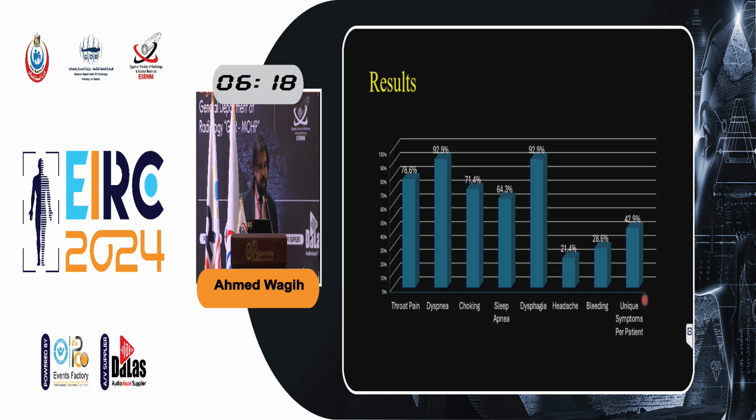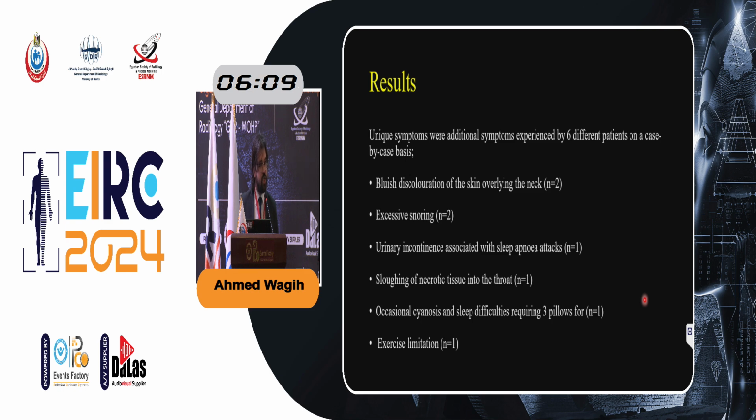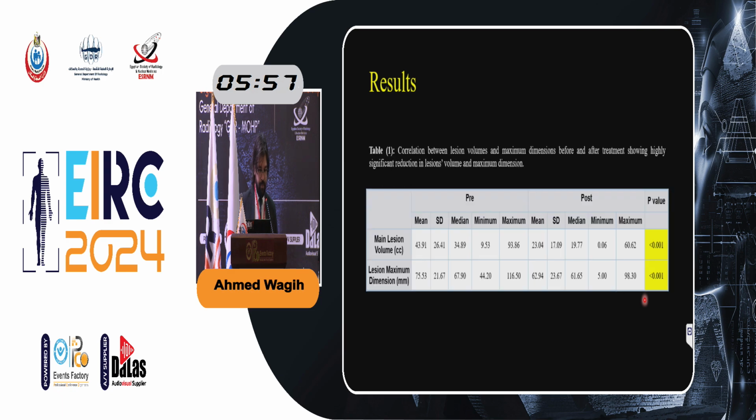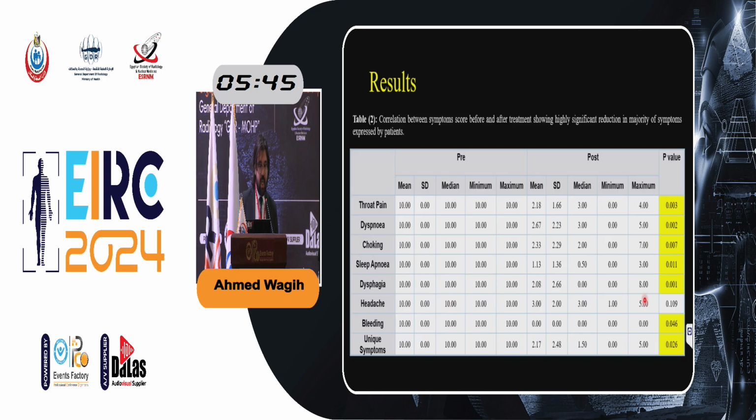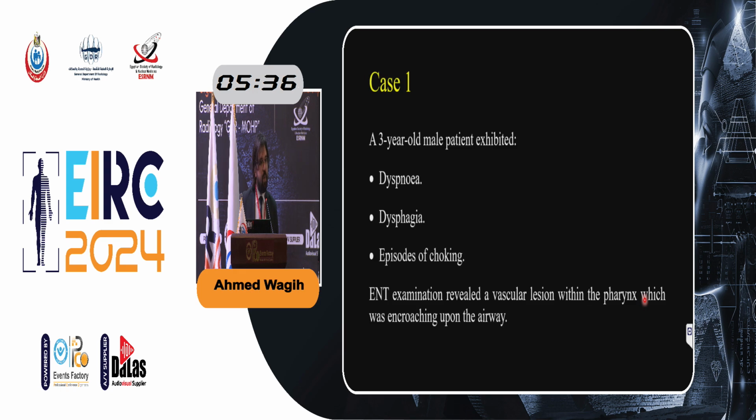The majority of our patients' symptoms were throat pain, dyspnea, choking, sleep apnea, dysphagia, headache, bleeding, and some unique symptoms on a case-by-case basis, which were bluish discoloration of the skin, excessive snoring, urinary incontinence associated with sleep apnea, sloughing of necrotic tissue in the throat, and occasional cyanosis, sleep difficulties, and exercise limitation. On correlating our post- and pre-treatment volumes and maximum dimensions, there was a highly significant reduction in the volume and maximum dimensions post-treatment, as well as a very significant reduction of all the patients' symptoms except headache, which is a general symptom. Now we present some of the cases.